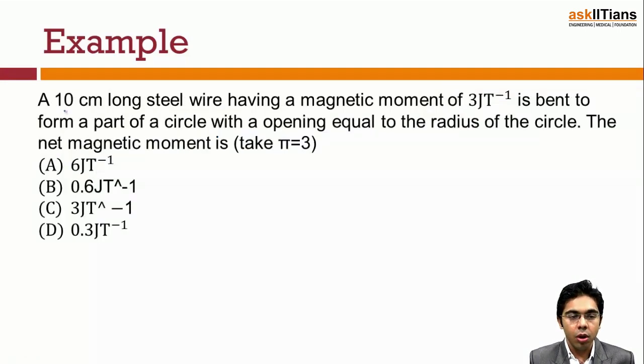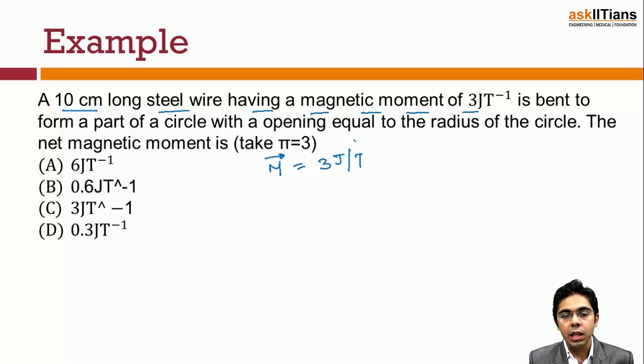A 10 centimeter long steel wire having a magnetic moment of 3 joule per Tesla. So the magnitude of the magnetic moment is given as 3 joules per Tesla. Now it is bent to form a part of a circle with opening equal to the radius of the circle. Initially there was a steel rod of some length L, which we didn't know. Yes, it is given that it is 10 centimeter. So this was 10 centimeter.